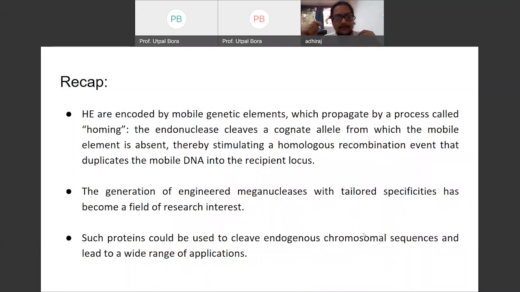So what people try to do is change the recognition sequence. The way the meganuclease goes and binds, they're trying to change the recognition site so that it can be used to target more than what it naturally does, right? We can artificially make the meganuclease go and cleave the areas that we want to. That is a part of the research.